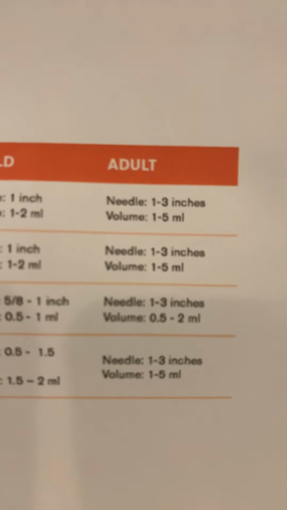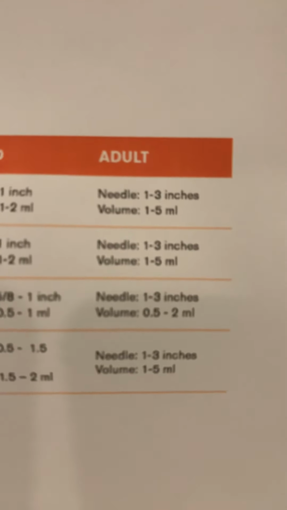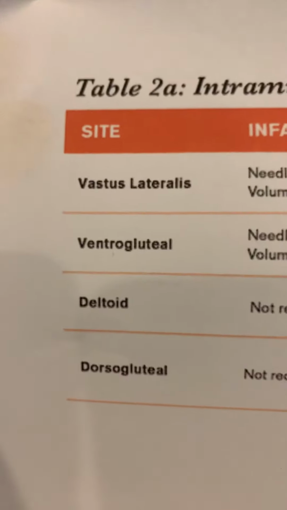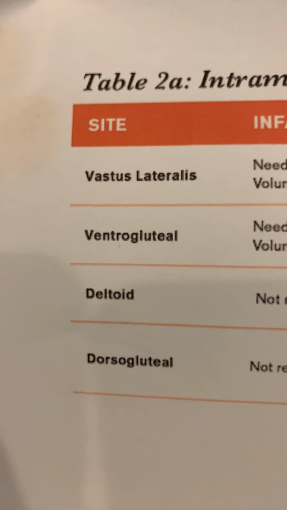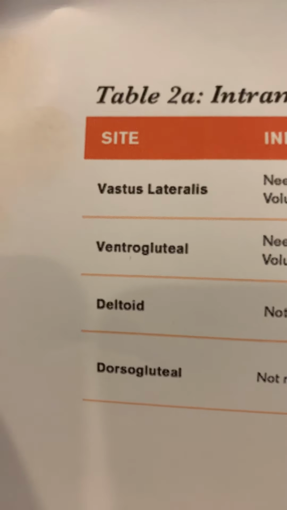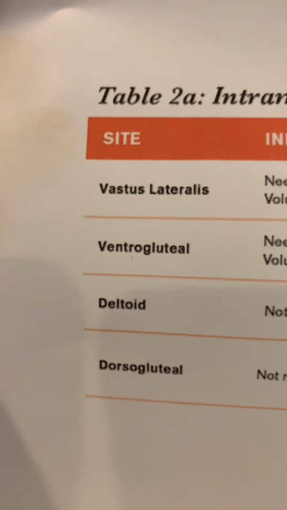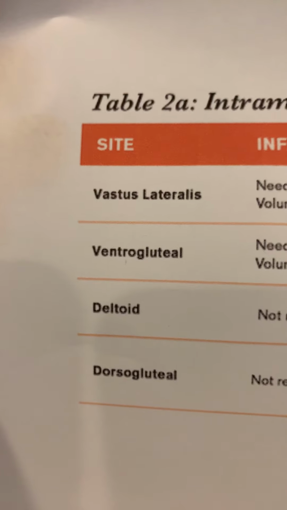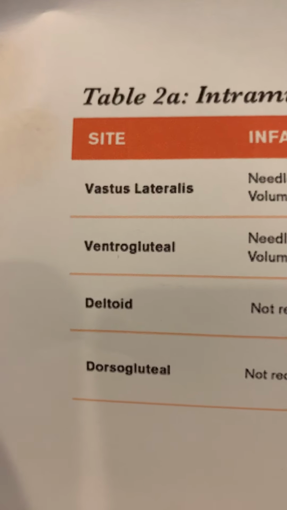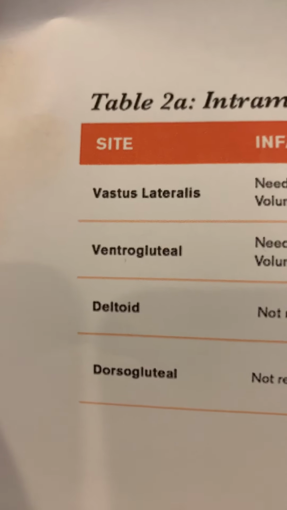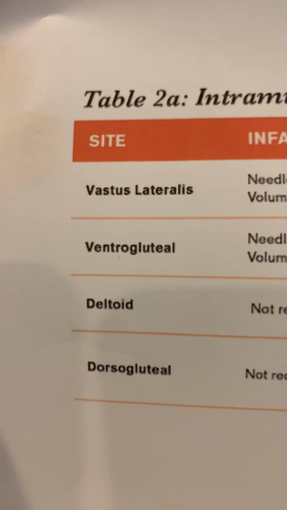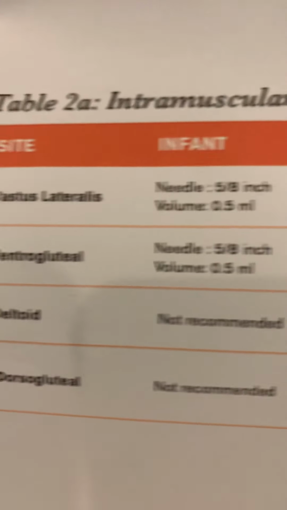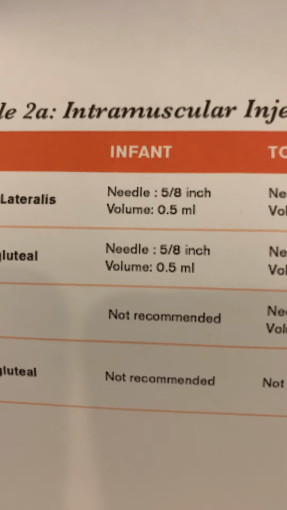And then we have dorsal gluteal, which we're not going to address. So on this chart that I gave you, just ignore dorsal gluteal, because that's not the way we teach you guys. Our preferred injection site will be ventral gluteal, okay? Deltoid, you may be giving immunizations there. Sometimes maybe a Toradol injection, something that's not viscous.